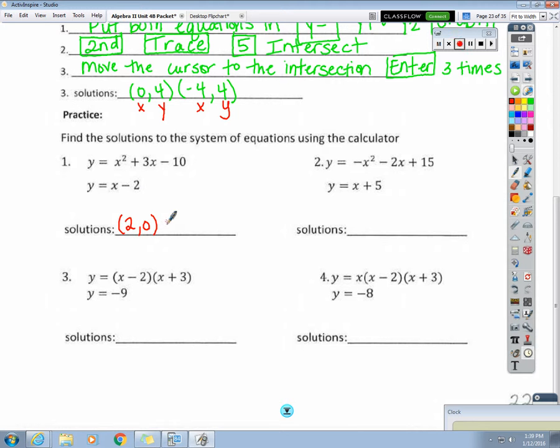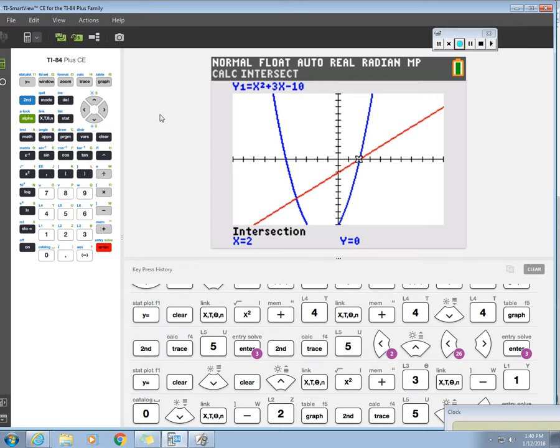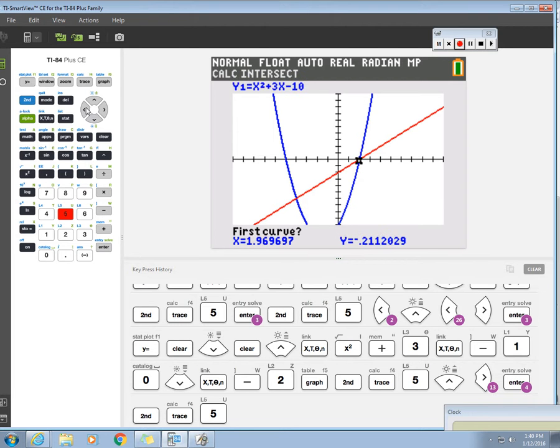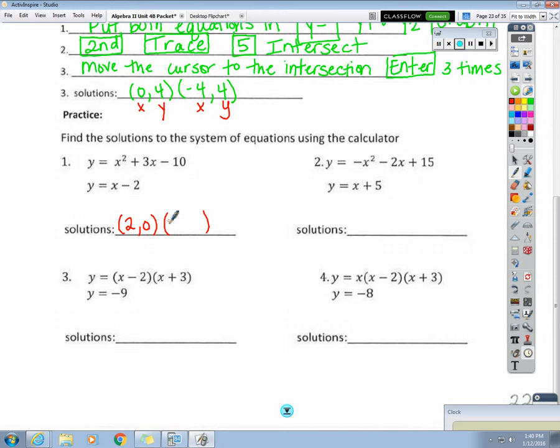Okay, now we have a second solution. So again, we hit second trace, intersect. Okay, it's way over here, so I'm just going to move it. Well, you can do it that way, or you can go to the line and go down, whatever you think is faster. I went too far. Okay, so enter, enter, enter. So my second solution is at -4, -6.